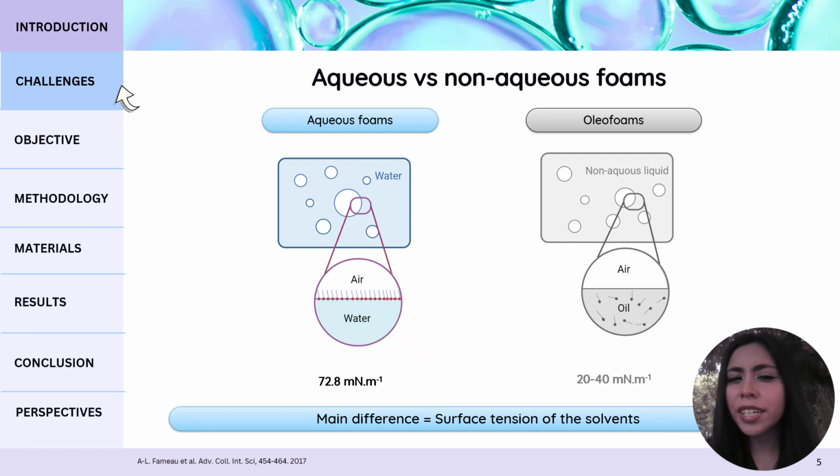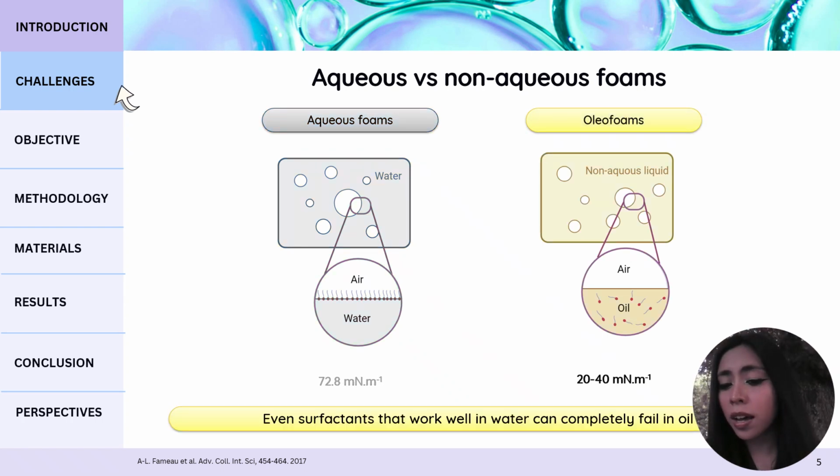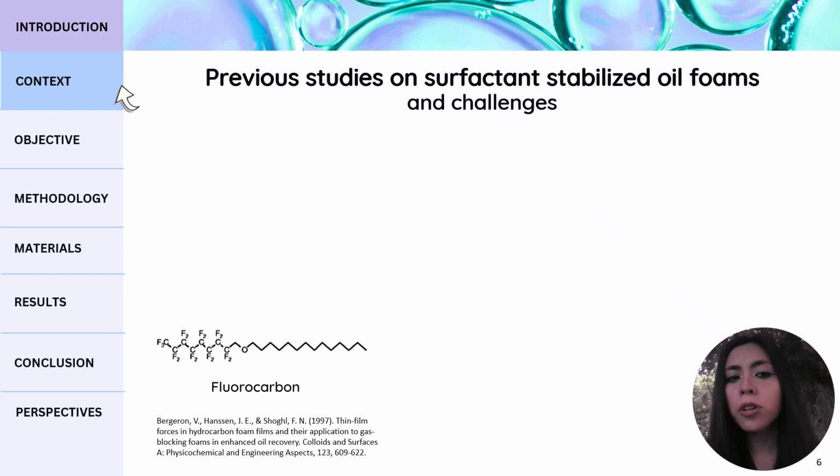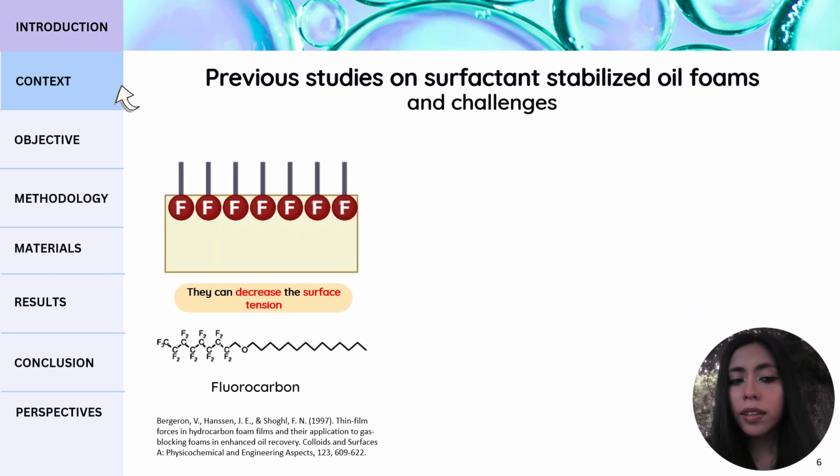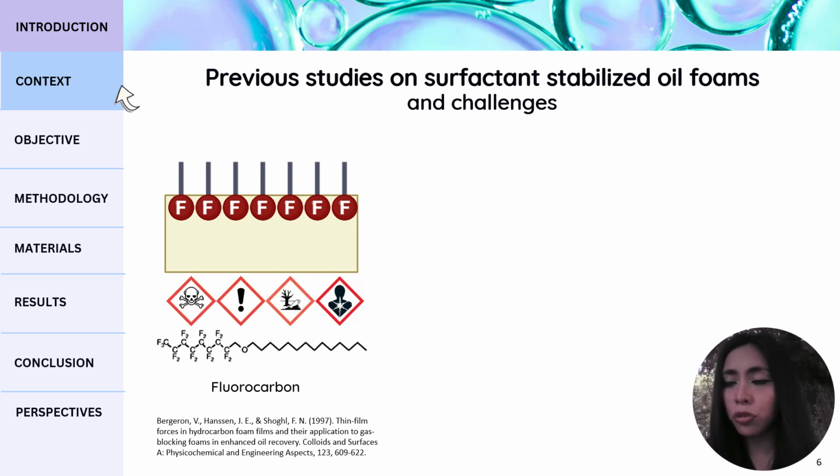The main challenge is that in aqueous foams we can decrease the surface tension by adding surfactants, but in oleofoams this value is already low, so we cannot use the same surfactants that work in water to produce oleofoams. But previous studies on surfactant-stabilized oleofoams have used fluorocarbon-based surfactants. They can decrease the surface tension. The problem is that they are very dangerous for human health and also for the environment.